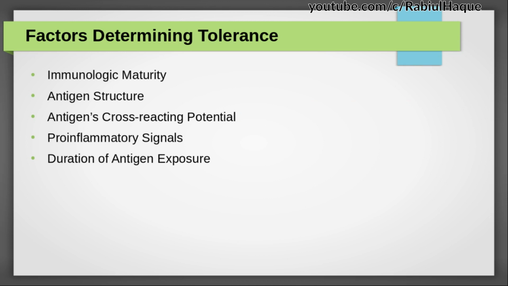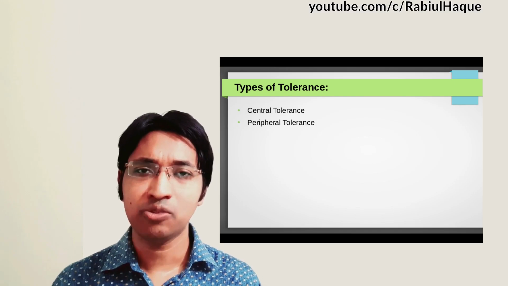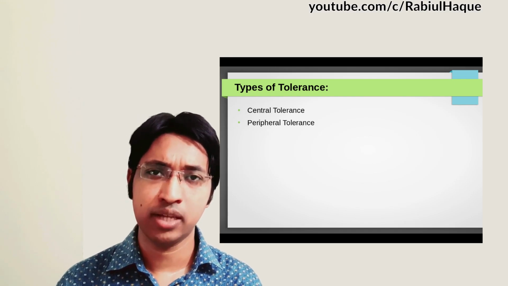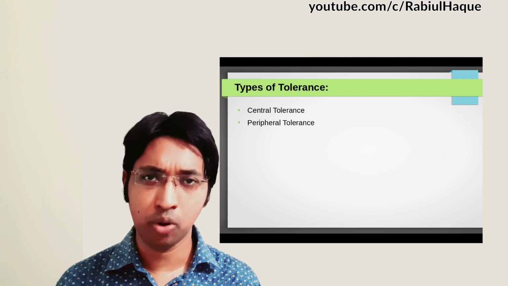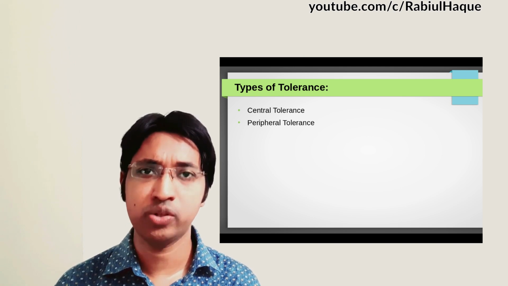Pro-inflammatory signals are also important factors in determining immunologic tolerance. And regarding duration of antigen exposure, always remember tolerance is best maintained when antigen, which is inducing the tolerance, continues to be present. So now that we have talked about the factors that determine tolerance in our body, let's move on and talk about the types of immunologic tolerance.